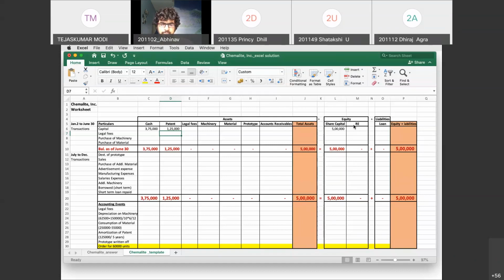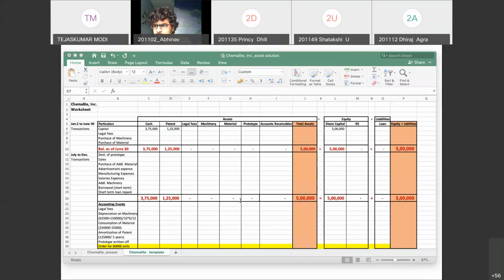Yes, Satakshi, please. First, sorry, Princey is talking. Yes, sir. Okay, let me ask Princey and then Satakshi. Yes, Princey. 1,25,000 that we have as goodwill in the market. So we are receiving this amount because of the goodwill. We are not receiving this amount. We are receiving the patent.